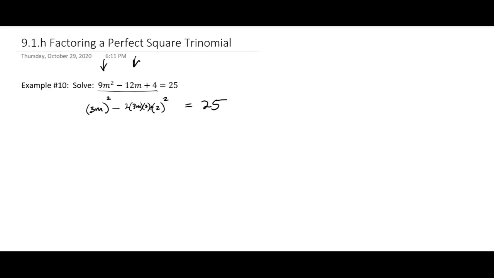So if you remember, if you have a squared minus 2ab plus b squared, that's the pattern for a perfect square trinomial. That's going to factor into (a minus b) squared. So we have that. Here is our a, and here is our b, and it fits the pattern. And so we're going to factor it into a, which is 3m, minus b, which is 2. And so we get that perfect square trinomial factored into a binomial square.